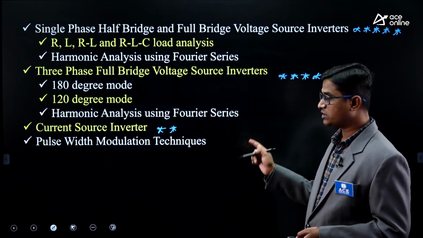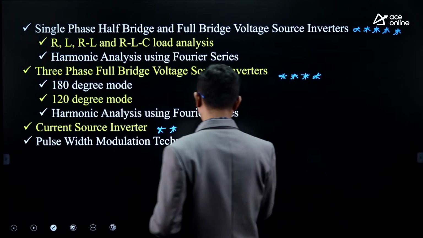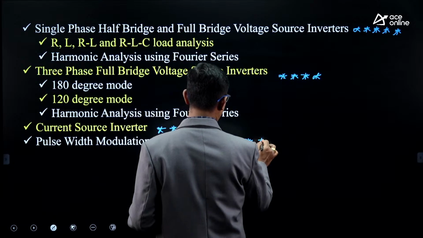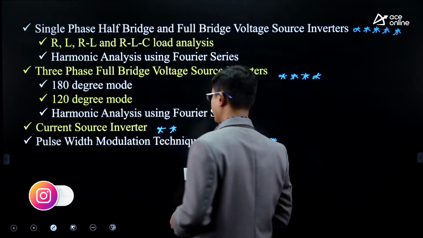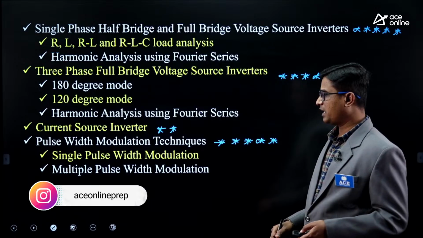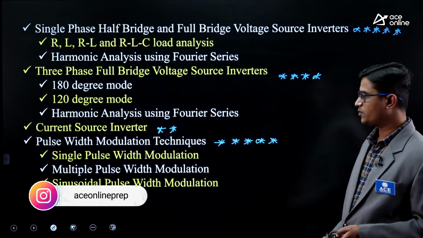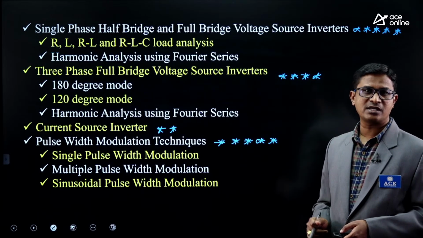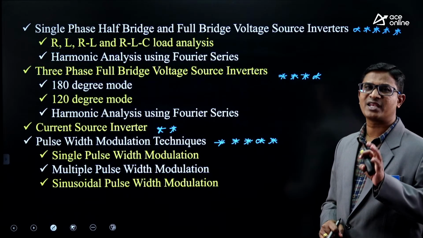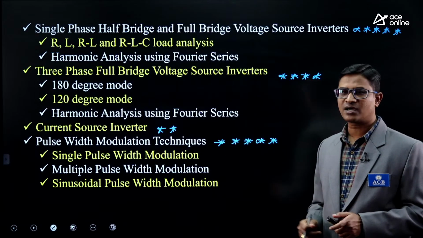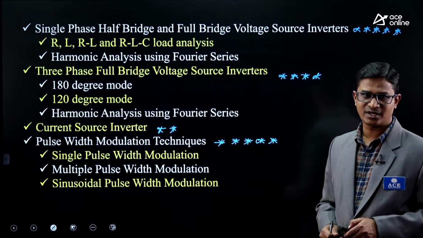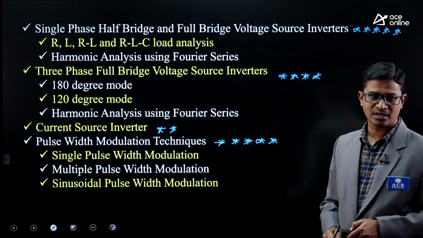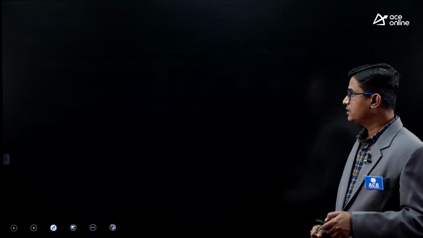And pulse width modulation, very, very important. Pulse width modulation, in that single PWM, multiple PWM and sinusoidal PWM, right? Single, multiple and sinusoidal pulse width modulation techniques. Okay, so you can check pulse width modulation, single-phase inverters and your 3-phase inverters. These are the main contents. Apart from that, we have the current source inverter also. Okay, but you will find very few questions on current source inverters comparatively, right?